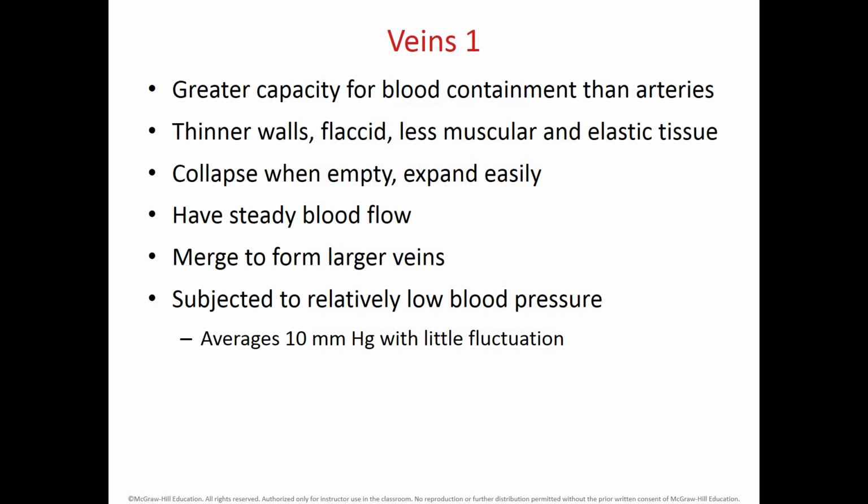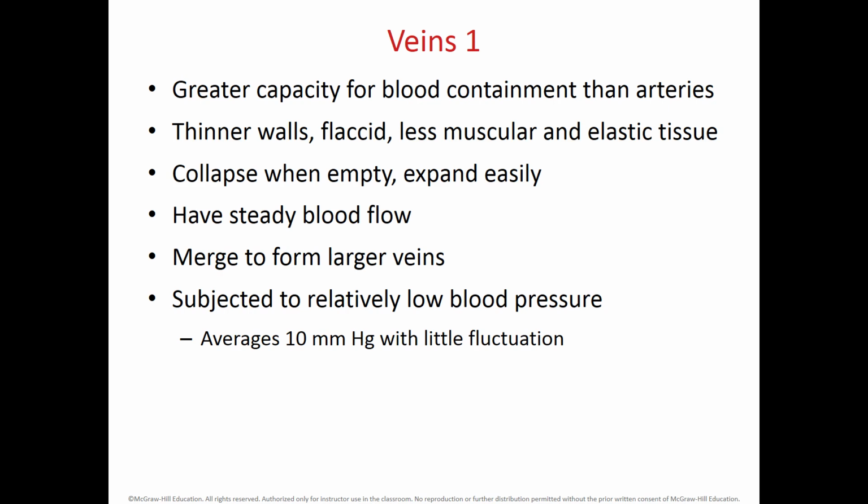Now let's talk about characteristics of the veins. The veins have a greater volume capacity when compared to the arteries. They have a thinner wall. These walls are not as strong as the ones for the arteries, and they have less smooth muscle and elastic tissue. The veins collapse when they are empty and they can expand really easily, and they usually have a steady blood flow.